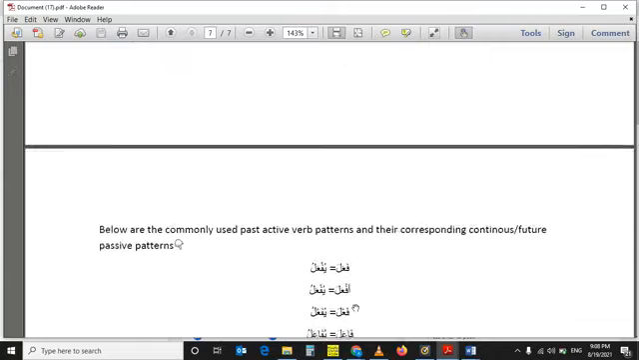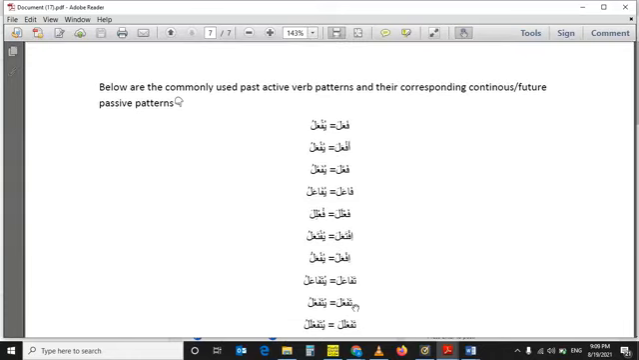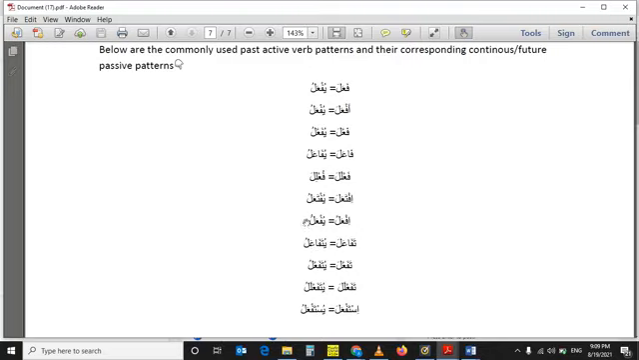Tanawala, yutanawalu. So other examples, or the shape for other forms of the passive verbs: you have fa'ala, as I have said, it is always yuf'alu. Af'ala, yuf'alu, same thing. Fa'ala, yufa'alu. Fa'lala, yufa'lalu. Ifta'ala, yufta'alu. If'alla, yuf'alu. Tafa'ala, yutafa'alu. Tafa'lala, yutafa'lalu. Istaf'ala, yustaf'alu.